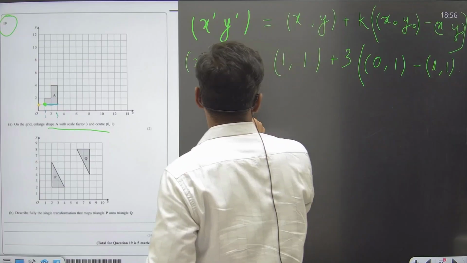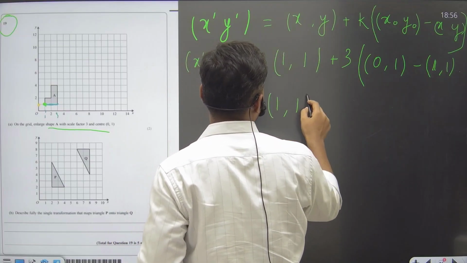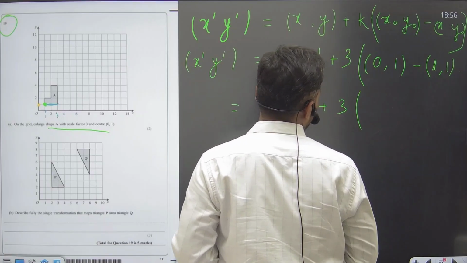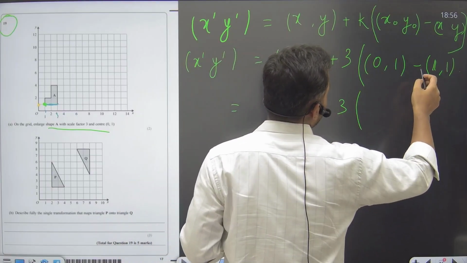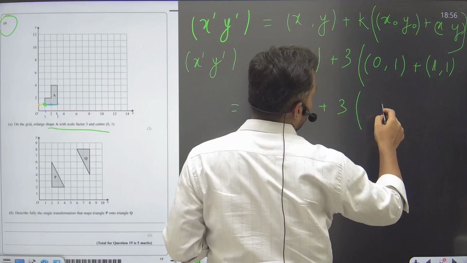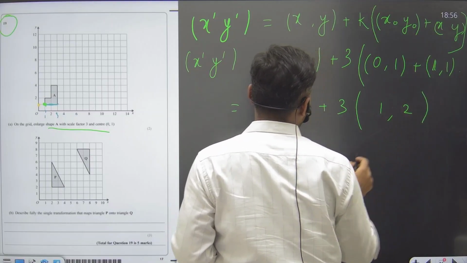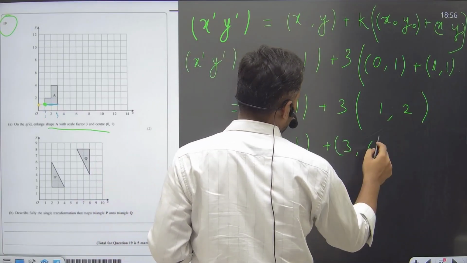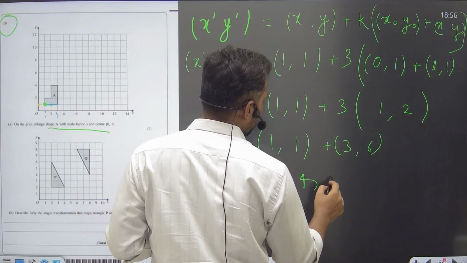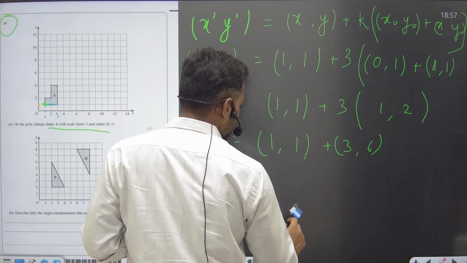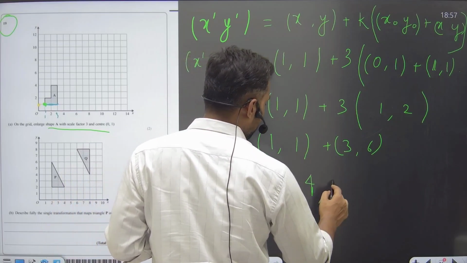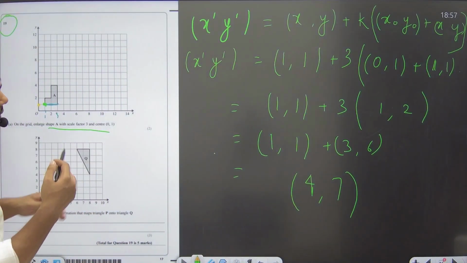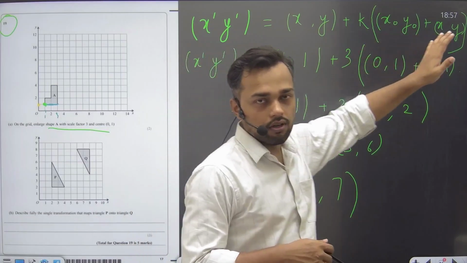By this you will get to know what the coordinate points will be. Here it will be positive, so (1, 1) plus 3 times... So here you will get (4, 7). So this is a very tedious process, students. I will not prefer this method for plotting the graphs.